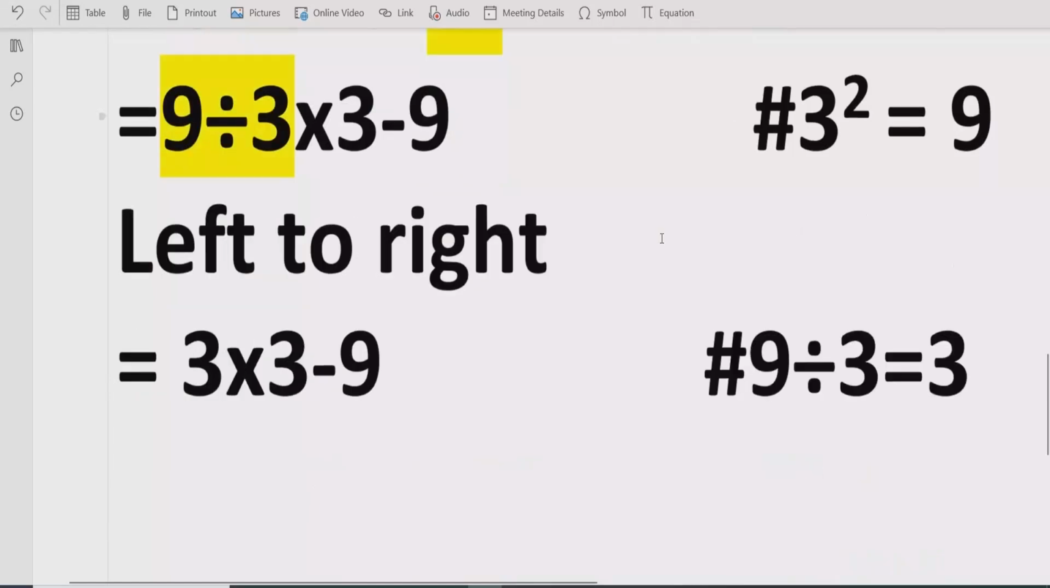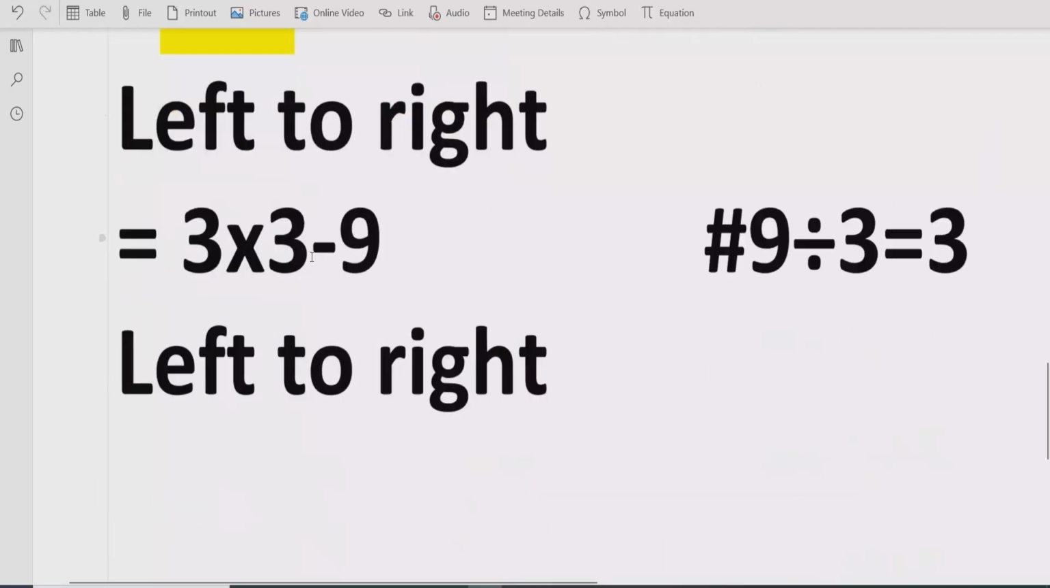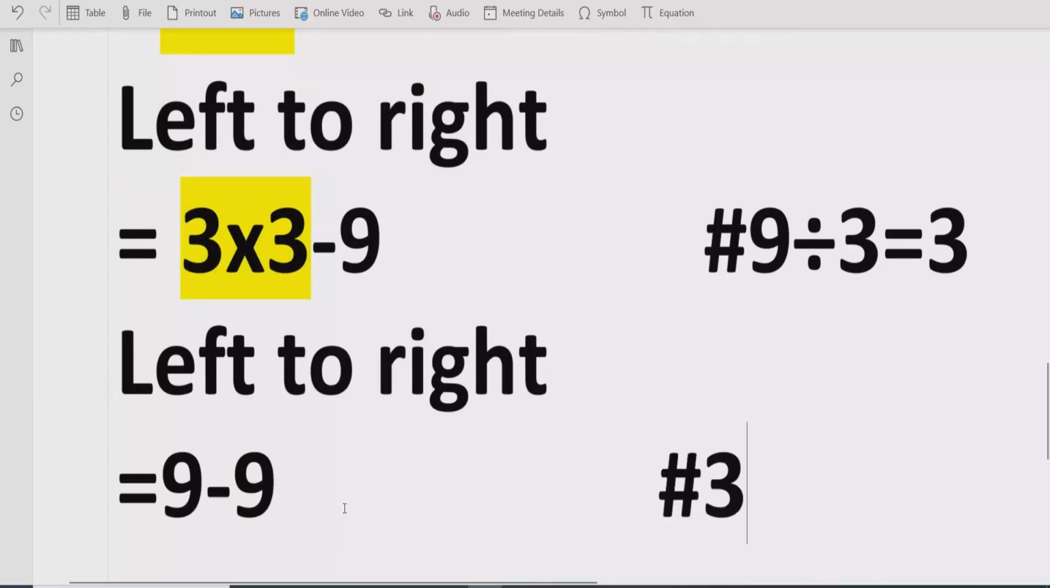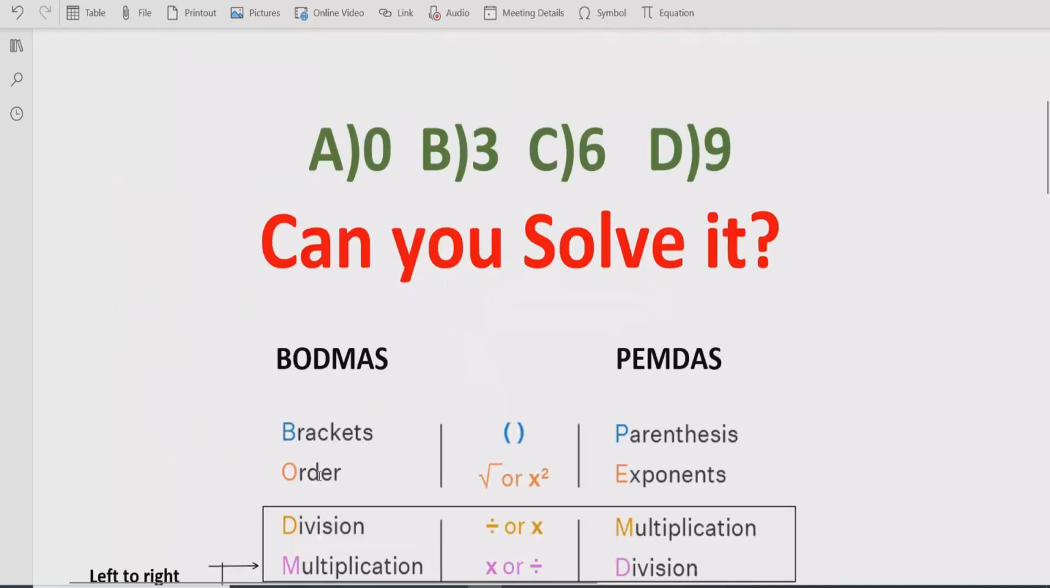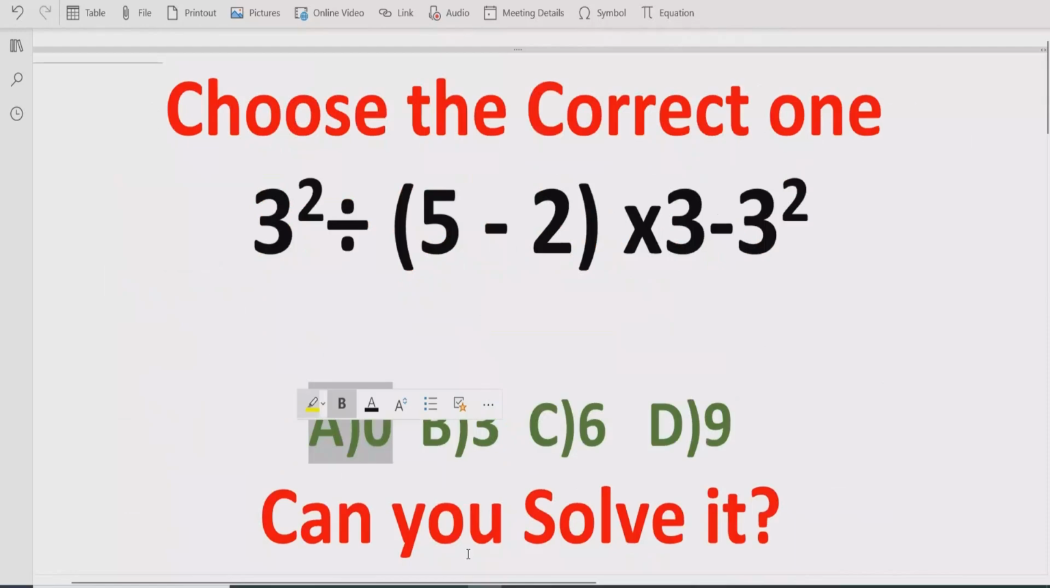Now we have to go again left to right and find multiplication and division. So now we have this multiplication, which is 3 multiplied by 3, which is equal to 9, minus 9. And here we give the reference: 3 multiplied by 3 equals 9. Now we have two terms which are subtracting each other. So we will subtract both of them and get the answer 0. So the answer of the given expression is 0. If you see the answer list, answer A is the correct answer of this expression.